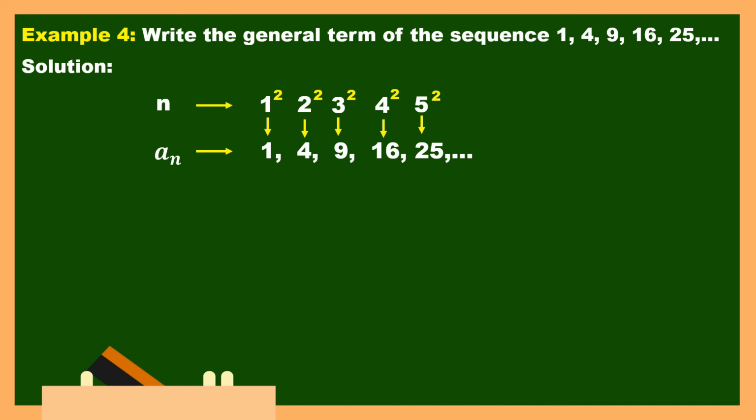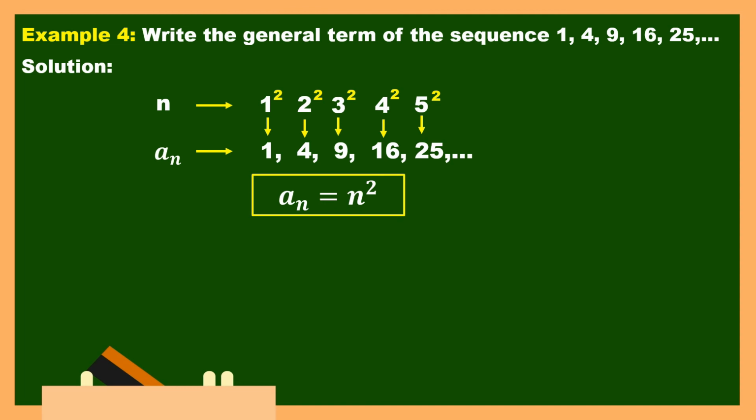So, 1 times 1 or 1 squared equals 1. And the second term, 2 times 2 or 2 squared equals 4. And as for the third term, so magiging 3 squared din siya. 3 times 3 equals 9. At ang fourth term naman, 4 times 4 equals 16. And for the fifth term, 5 times 5 equals 25. Kaya ang ating general term in the sequence is a sub n equals n squared.